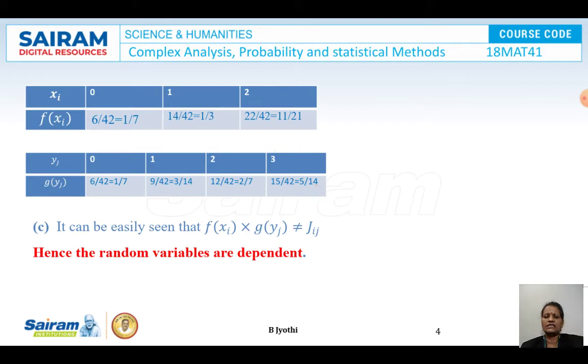It can be easily seen that f of x_i times g of y_j is not equal to f_ij. Hence, the random variables are dependent.